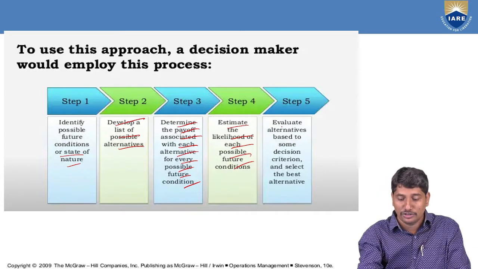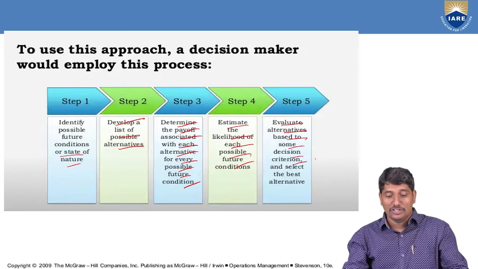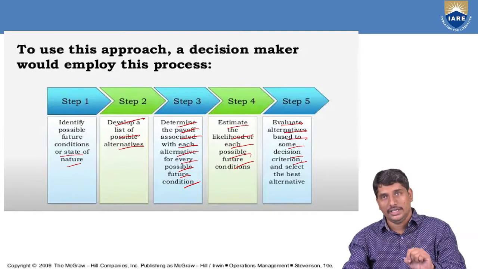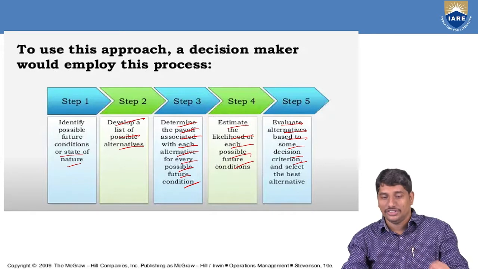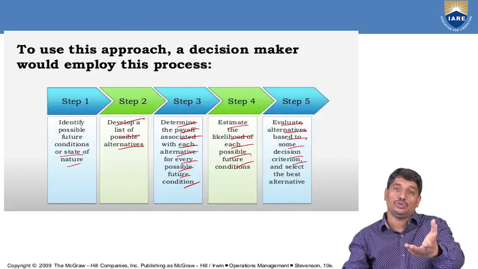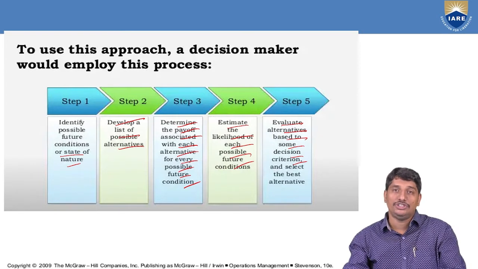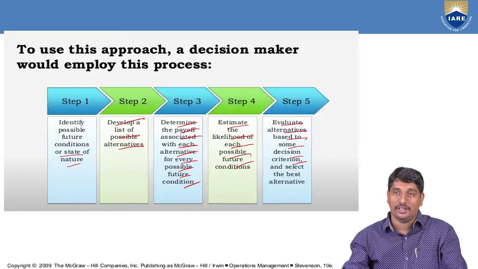Step 5, based on the calculation, evaluate alternatives according to some decision criteria. Basing on the criteria and on the conclusion we arrived at, we make a decision which will lead us to reach our goal. So this is the 5-step procedure which we apply in decision making.